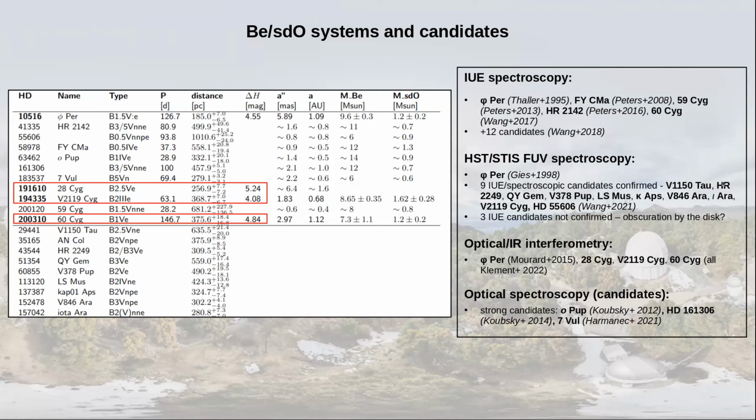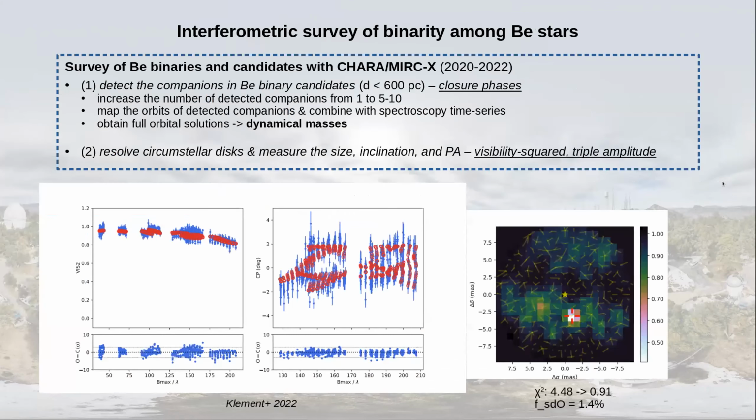So to increase the number of dynamical masses among BE stars and to understand these systems better, I started a survey of binarity with CHARA Mirc-X. It's almost finished at this point. The plan was to observe up to 40 targets, which will probably be completed. So the goal was to detect new companions, subsequently map their orbits, combine with spectroscopy and obtain dynamical masses in the end, which are necessary to place BE stars in the proper place in the evolution of B-type stars.